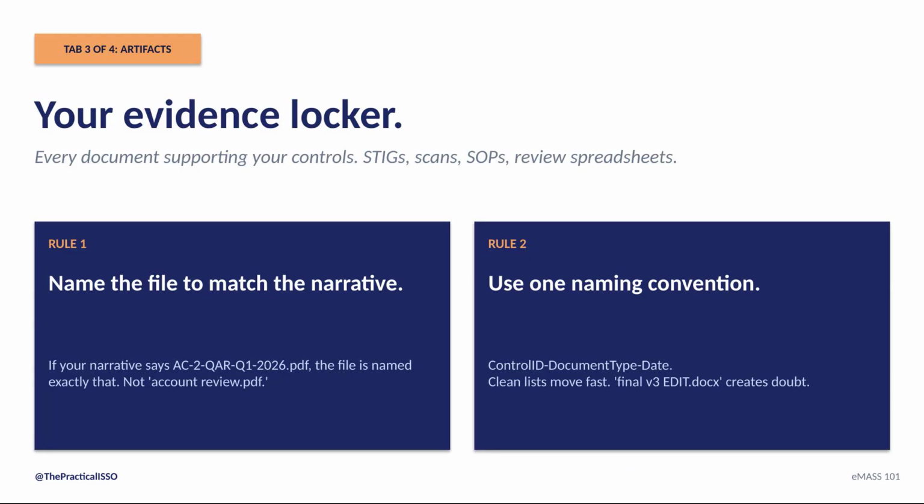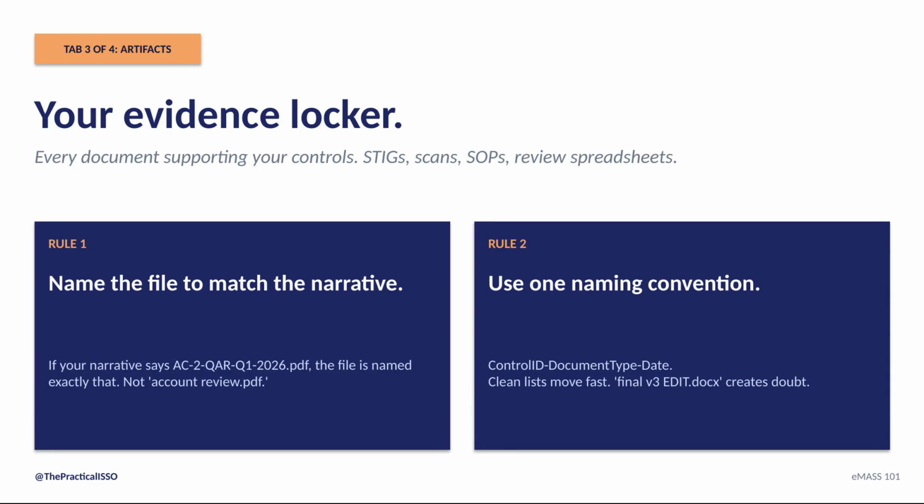Click the Artifacts tab. This is your evidence locker. Every document that supports your control implementation lives here: STIG results, scan reports, signed SOPs, and account review spreadsheets. Two rules that prevent the most common eMASS mistakes.